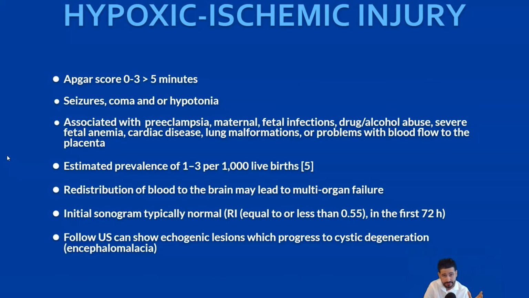Oftentimes I've done patients that have hypoxic ischemic injuries, and the brain looks normal with the curved probe or the microcurved probe, and you use the linear and it shows some echogenic lesions within the basal ganglia. You can also develop little echogenic lesions in the periventricular white matter too. These are usually due to infarcts, and they definitely present after, if they are going to be there.